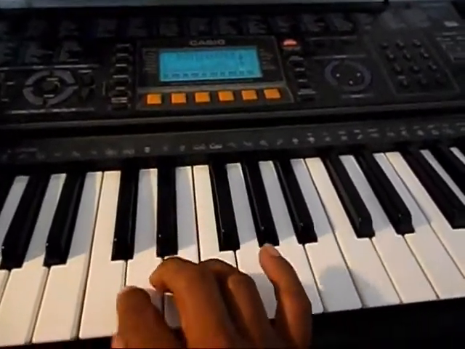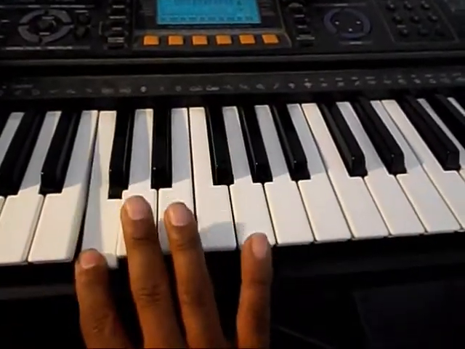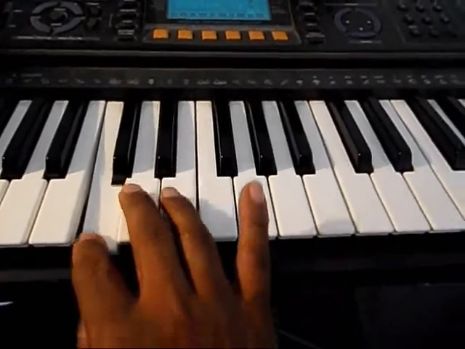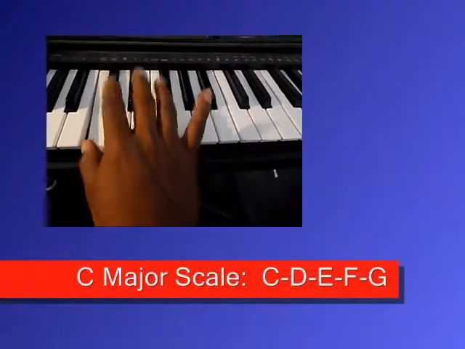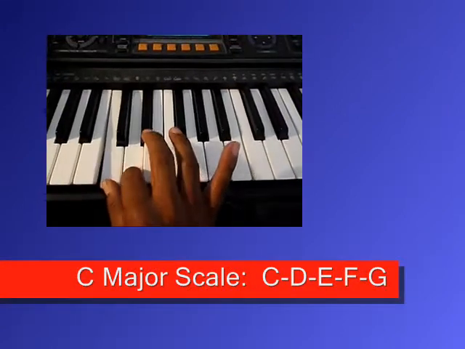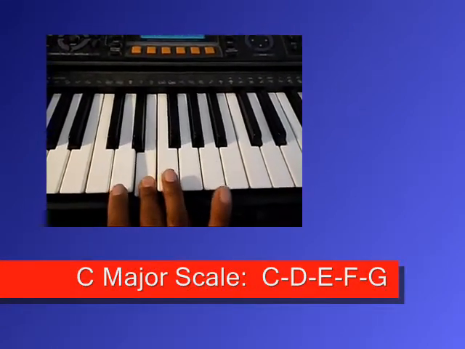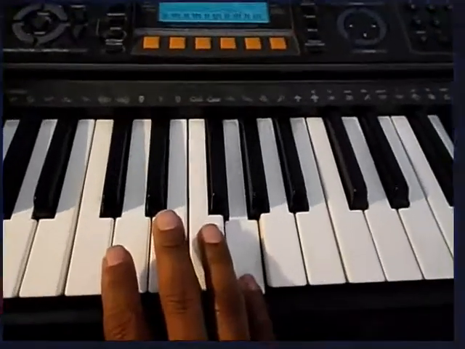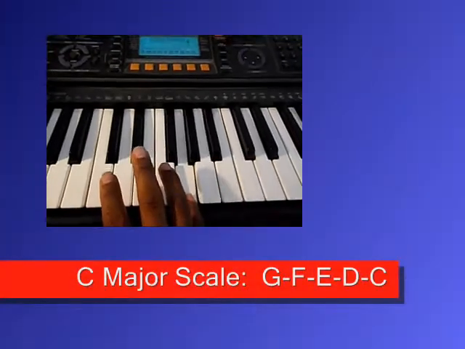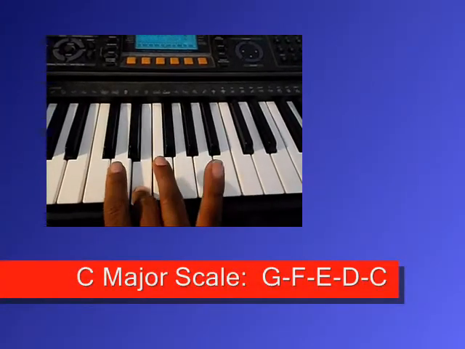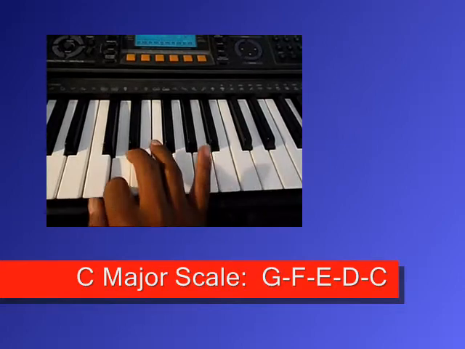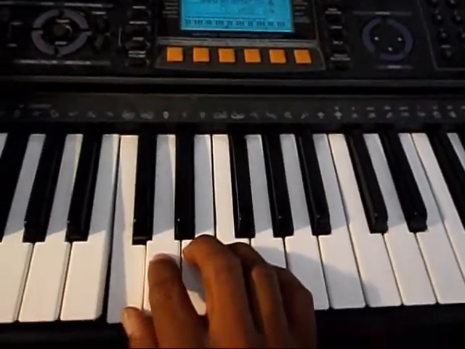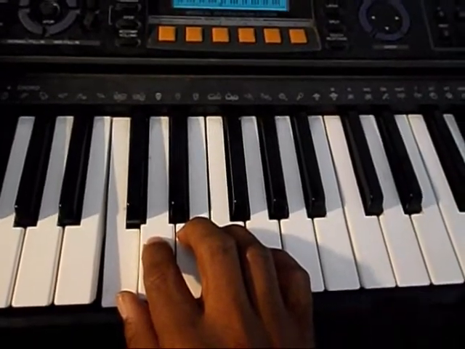Starting on the key of C, which is the first one here, you're going to play a series of notes, and that's called a scale. A scale is a series of notes. You're going to play C, D, E, F, G. And then you're going to go back down again. G, F, E, D, C.